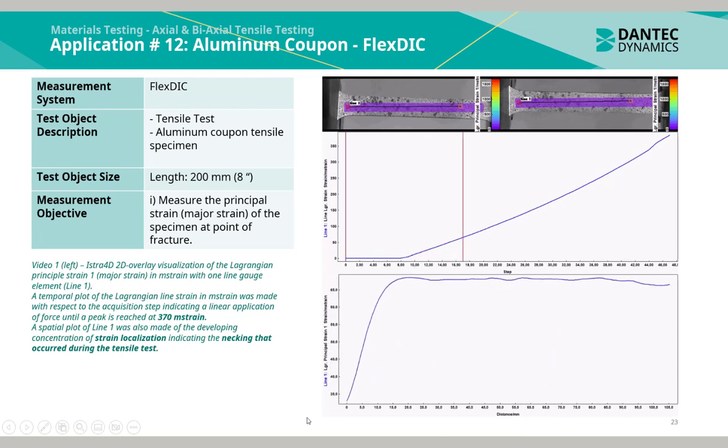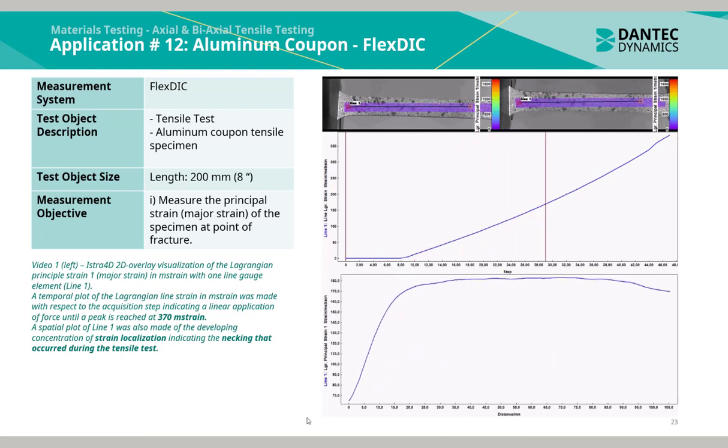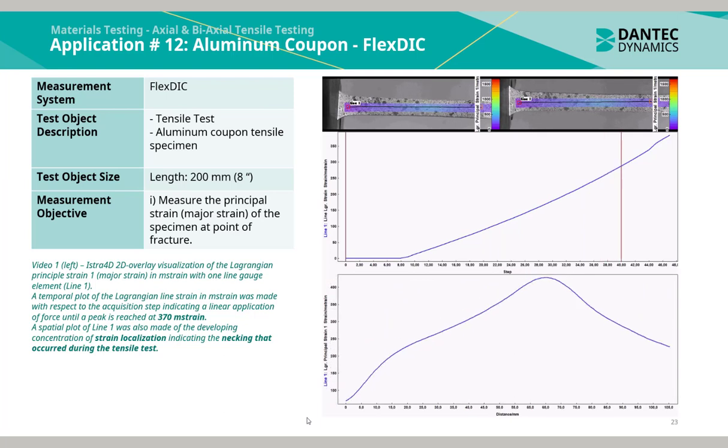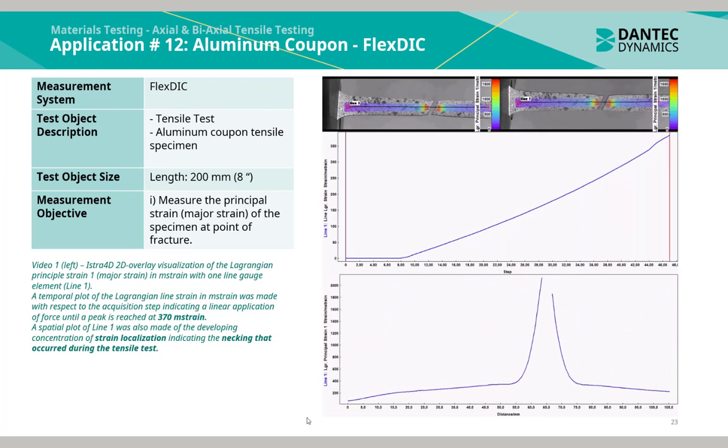In video 1, we see the ISTA40 2D overlay visualization of the Lagrangian principal strain 1 in millistrain with one line gauge element, line 1, in the left and right camera. A temporal plot of the Lagrangian line strain in millistrain was made with respect to the acquisition step, indicating a linear application of force until a peak is reached at 370 millistrain. A spatial plot of line 1 was also made of the developing concentration of strain localization, indicating the necking that occurred during the tensile test.